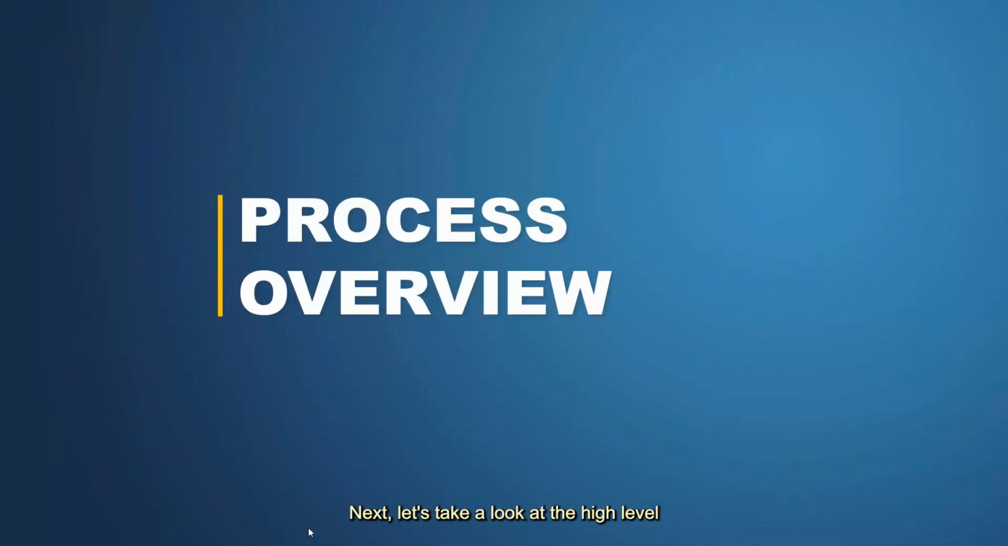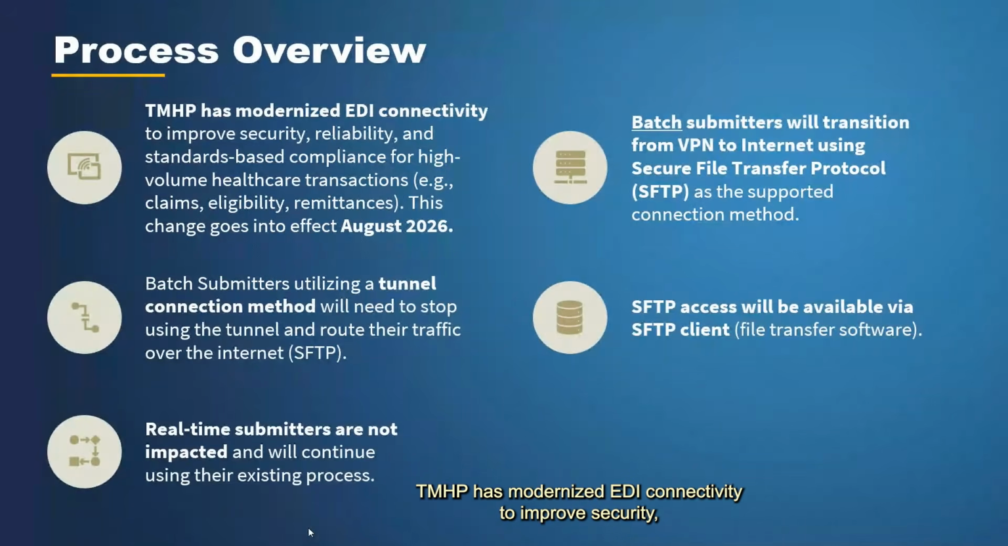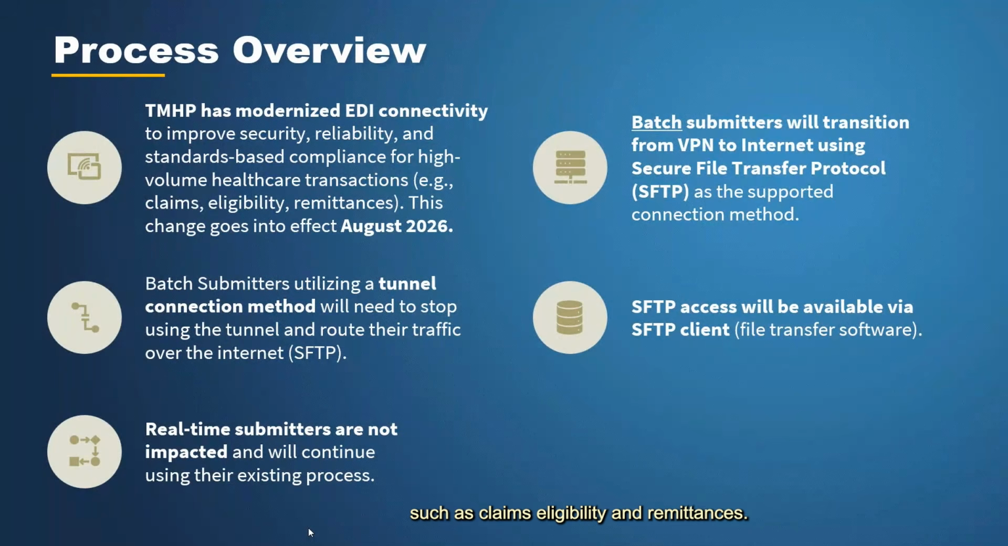Next, let's take a look at the high-level process overview for this transition. TMHP has modernized EDI connectivity to improve security, reliability, and standards-based compliance for high-volume healthcare transactions such as claims, eligibility, and remittances. This change goes into effect on August 1st, 2026. All batch submitters will transition from VPN to Internet using Secure File Transfer Protocol, or SFTP. It's important to note that batch submitters who use a tunnel connection method will need to update their systems to route their traffic over the Internet, or SFTP.